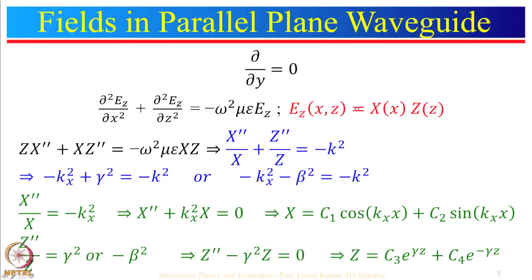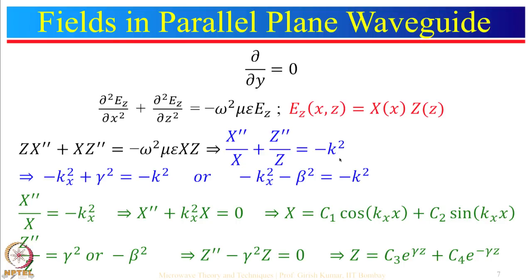Now put this function in the equation, so we get Z times the double derivative of X plus X times the double derivative of Z is equal to minus ω square με XZ. Now divide the whole equation by XZ, then we get the double derivative of X divided by X plus the double derivative of Z divided by Z is equal to minus k square, where k square is equal to ω square με. This is a constant, where k is the wave number.